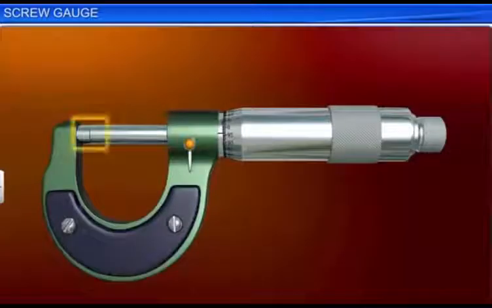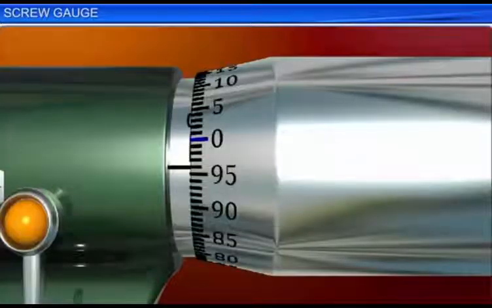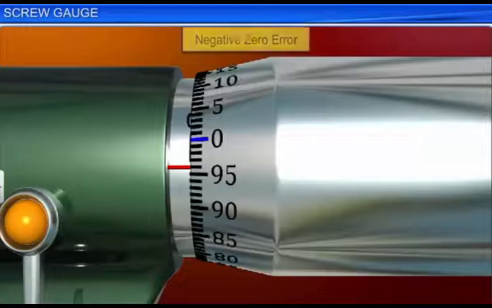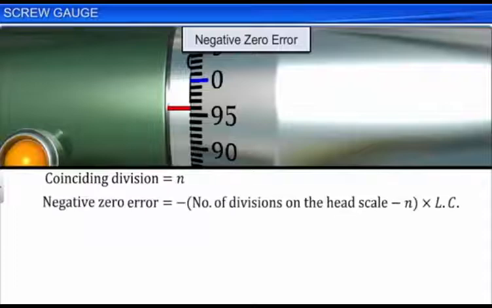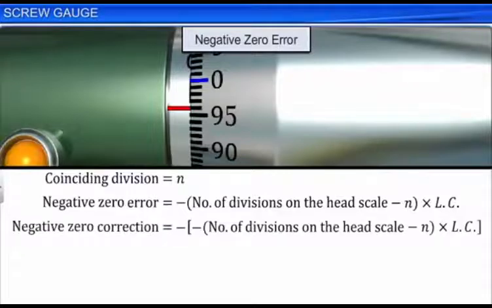When the tip of the screw is in contact with the stud, if the zero of the head scale is above the index line of the pitch scale, then the error is said to be negative zero error. If n is the coinciding division of the head scale with the index line of the pitch scale, then the negative zero error is equal to minus of (number of divisions on the head scale minus n) into least count. Then the negative zero correction is minus of negative zero error. That is, the correction for negative zero error is positive.